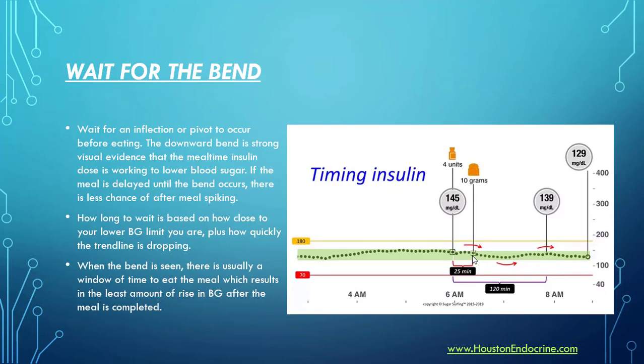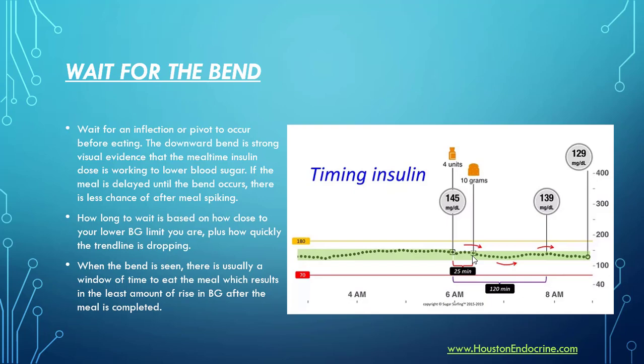Then there's a concept of waiting for the bend. You can wait for an inflection or a pivot to occur before eating. The downward bend is strong evidence that the mealtime insulin is working. So if your meal is delayed until the bend occurs, there's less of a chance of after-meal spiking. Basically, these short-acting insulins don't work quickly in everybody. Some people maybe 5 minutes, some people maybe 25 minutes. So it depends on each individual, and over time it may change for you.